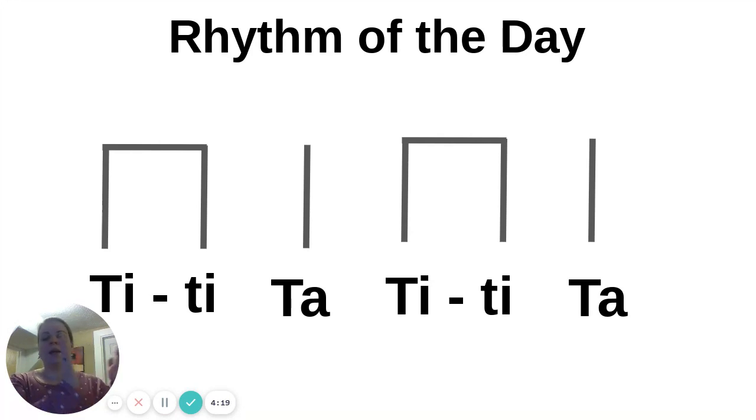Here we go. Ti, ti, ta, ti, ti, ta, ti, ti, ta, ti, ti, ta. Fine. The sound is done. Next time we have music, we're going to learn a new kind of sound and add that into our rhythms.